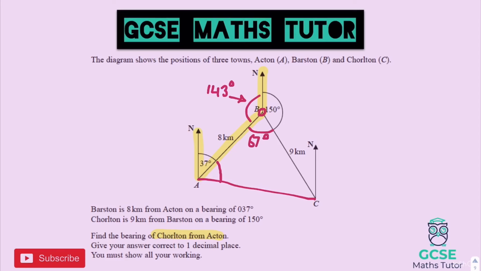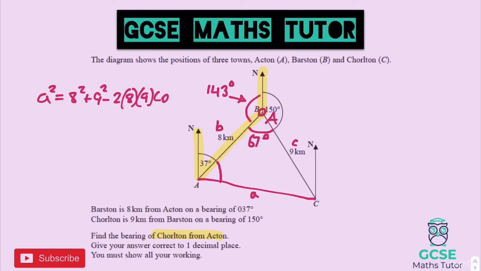Now we can do this one, so let's call this little side here A. As I'm going to use the cosine rule, that's going to be my big A, and that's going to be my little b and my little c. So I'm going to do the cosine rule over here to the side. So we've got a squared is equal to 8 squared plus 9 squared minus 2 times 8 times 9.